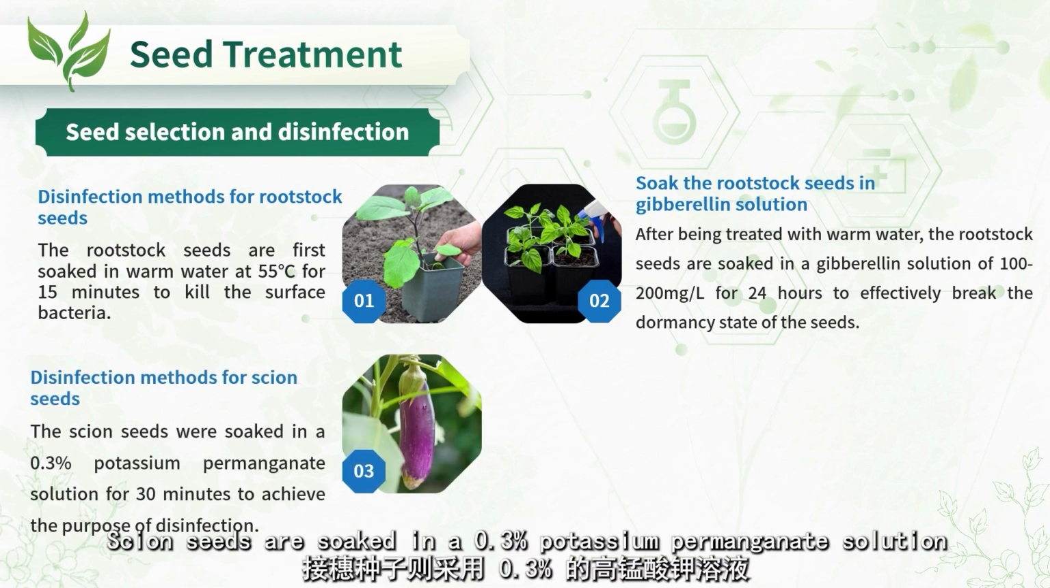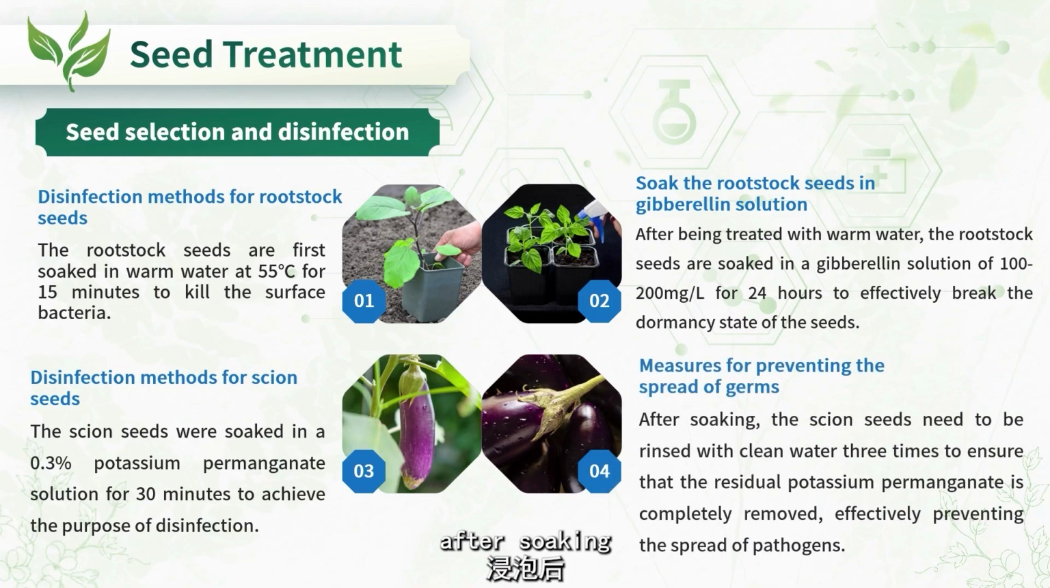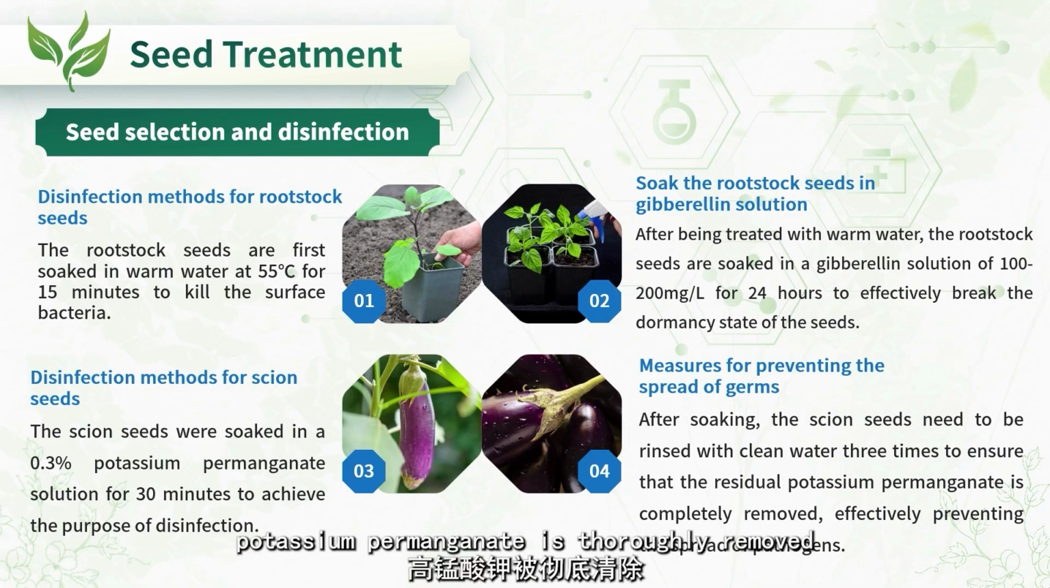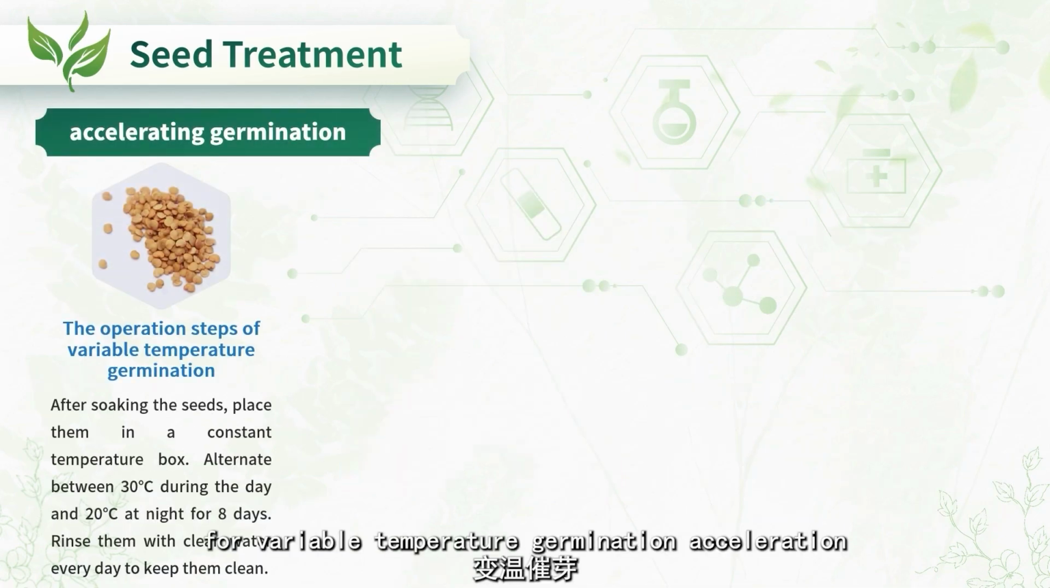Scion seeds are soaked in a 0.3% potassium permanganate solution for 30 minutes for disinfection. After soaking, the scion seeds need to be rinsed 3 times with clean water to ensure that residual potassium permanganate is thoroughly removed and prevent the spread of pathogens. Operational steps for variable temperature germination acceleration.